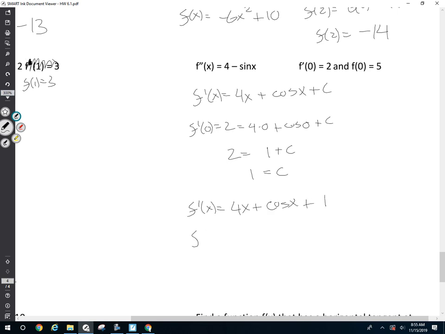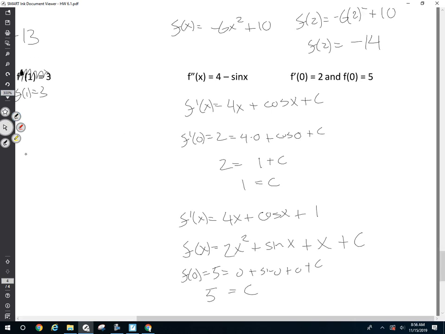Now I take the antiderivative again. Add 1, multiply by the reciprocal, so 1/2 times 4 is 2. The derivative of sine is cosine. The derivative of x is 1, and then I have a c. And now I'm told f of 0 is 5. So 0 plus sine 0 plus 0 plus c. Sine of 0 is 0. c is equal to 5. And that gives me f of x. f of x equals 2x squared plus sine x plus 5.